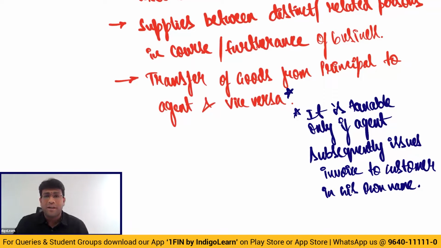So what is the first point? First point is the permanent transfer or disposal of business asset on which ITC is claimed. Second, supply between what? Distinct or related person in the course or furtherance of business. Third point, transfer of goods from principal to agent and vice versa.